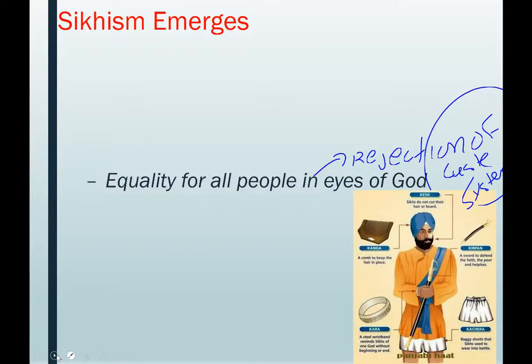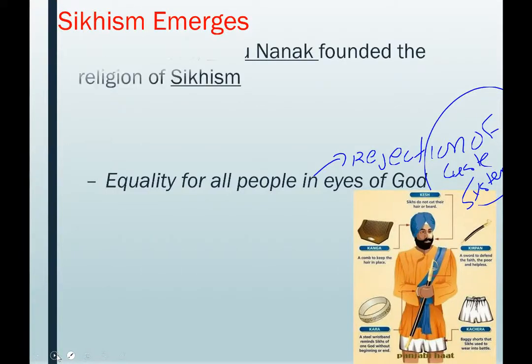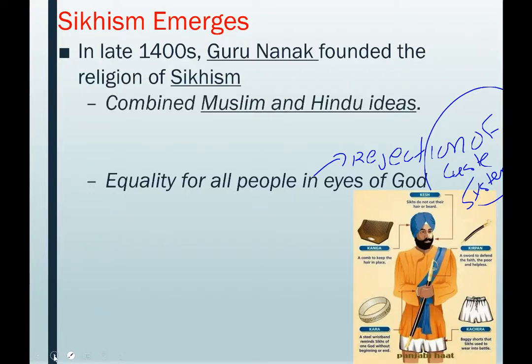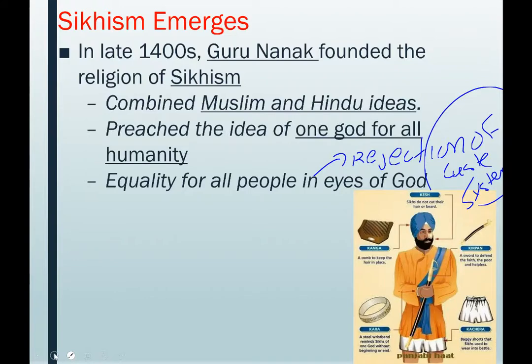So Sikhism started to emerge a little later on, in the late 1400s. Yet another religion starts to emerge, with Guru Nanak founding the religion of Sikhism. Very interesting. It's like a combination of Muslim and Hindu ideas as they're fighting for control in India, preaching the idea of one God for all humanity.